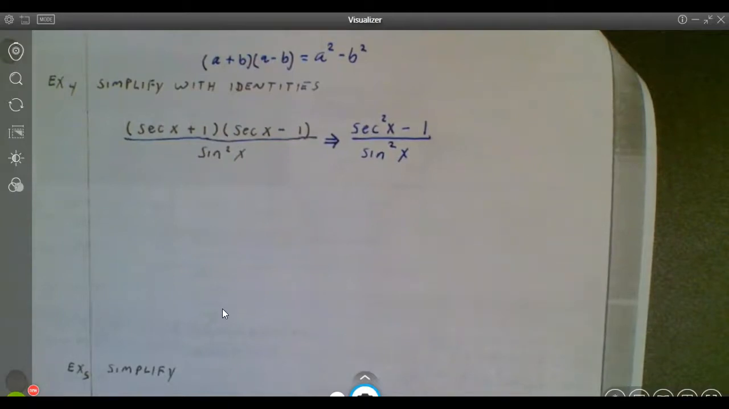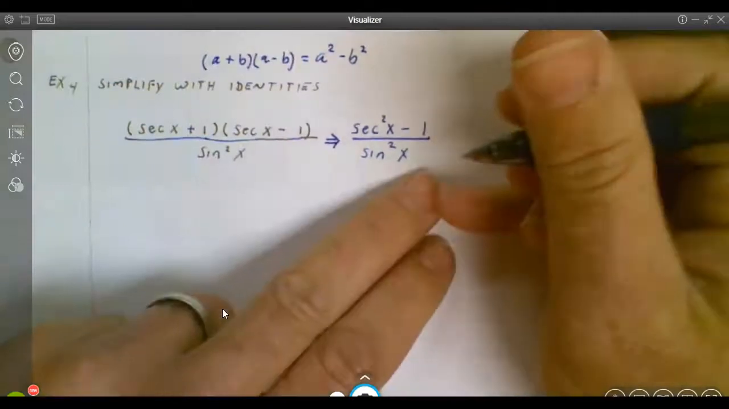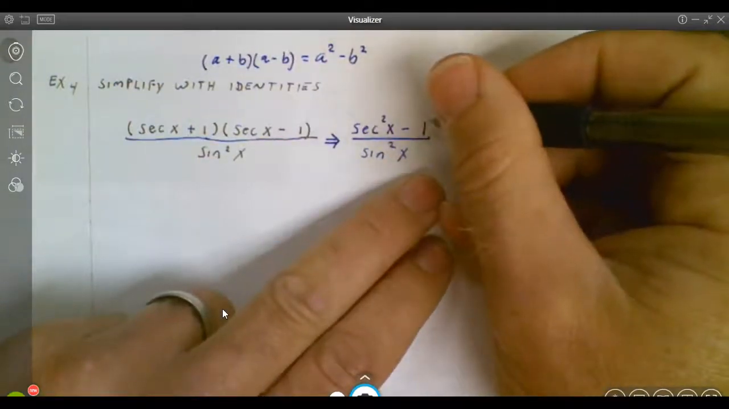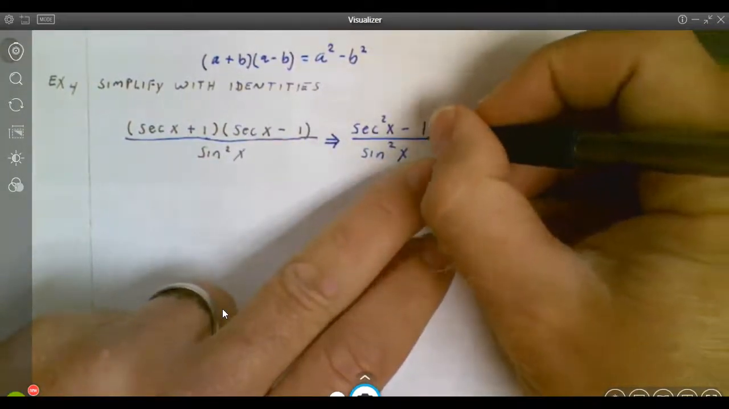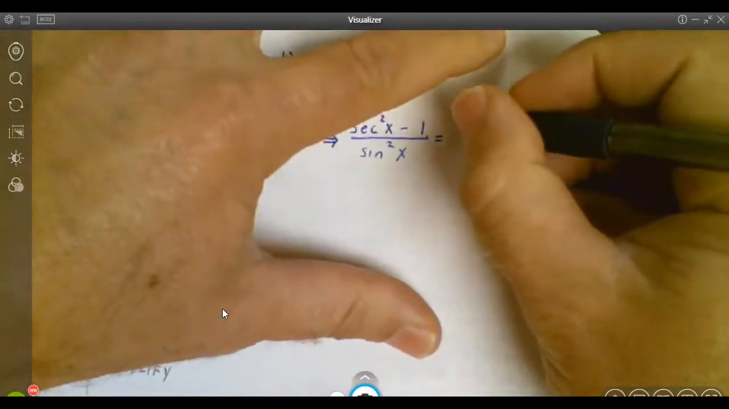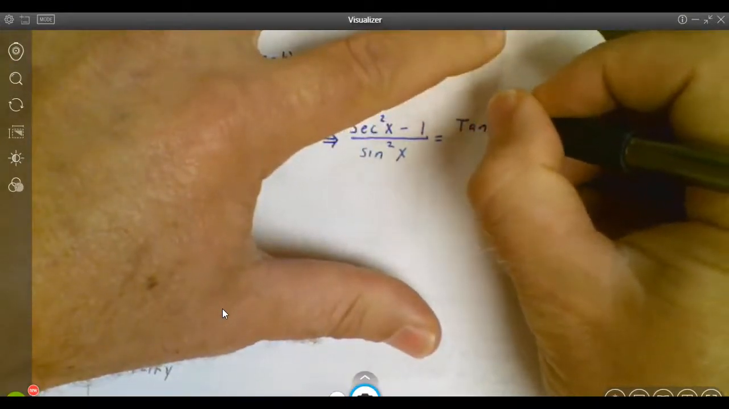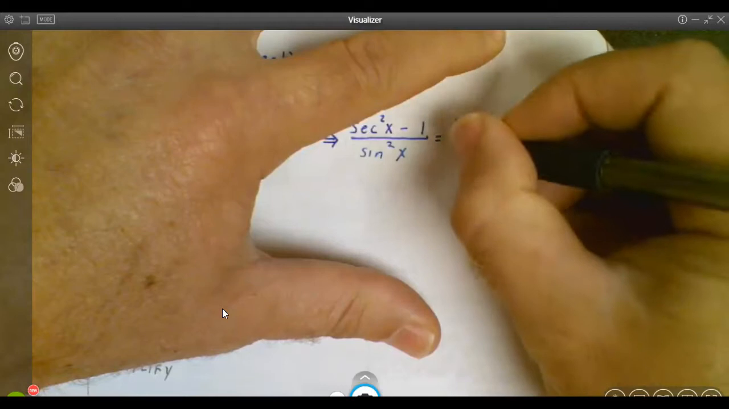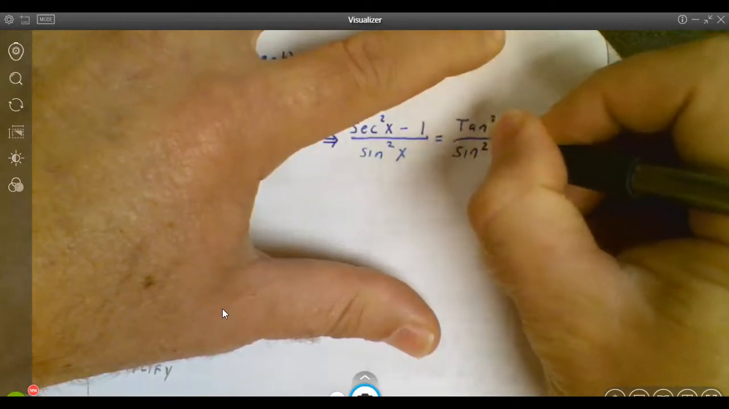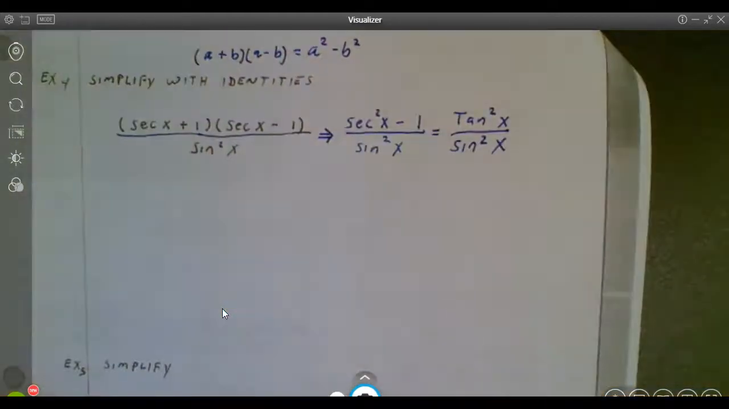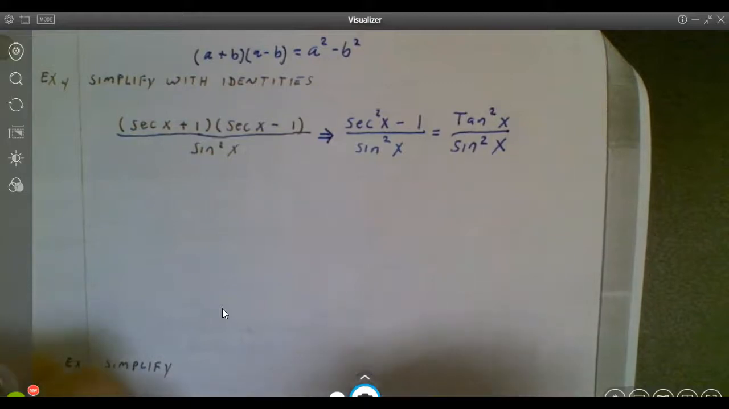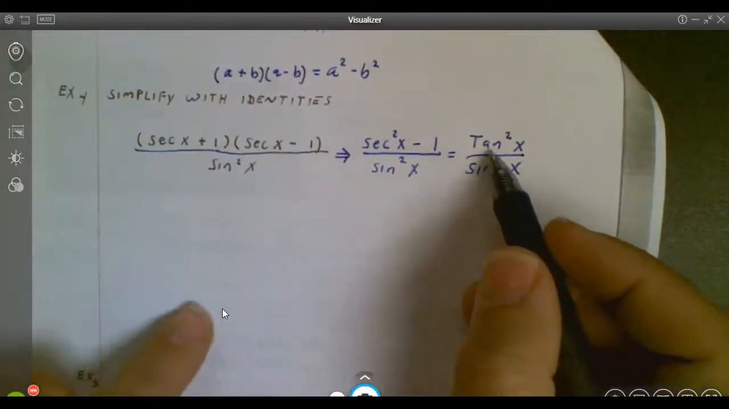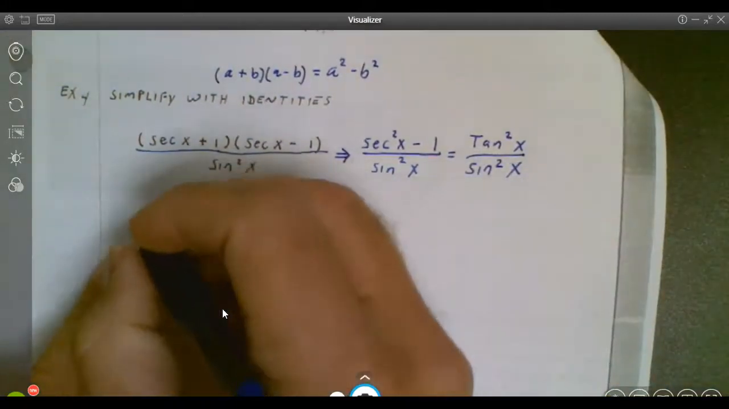So here's what I'm seeing on this. If I have secant squared x minus 1, as we saw in our middle identity, the second one that we did, secant squared minus 1 is going to equal tangent squared. So I'm looking at tangent squared of x over sine squared x. And now we go back to something we learned in a prior chapter, which is that tangent is sine over cosine.